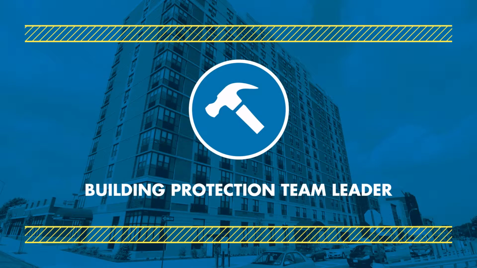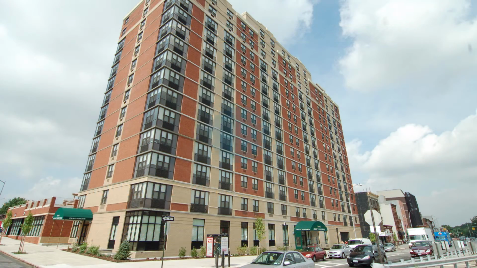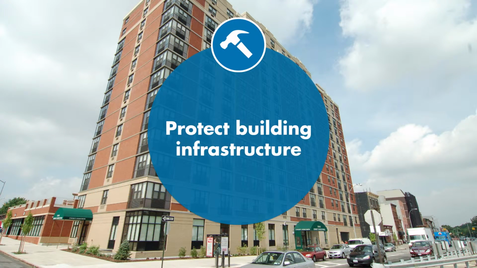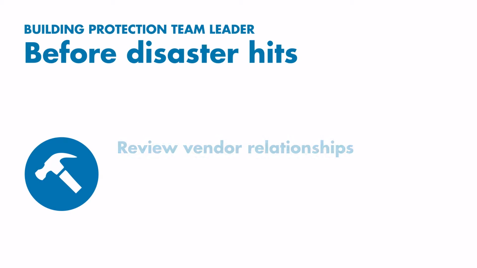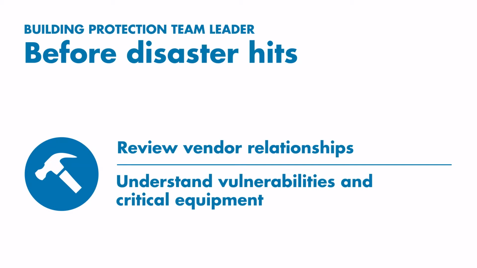The Building Protection Team Leader takes all actions necessary to protect the infrastructure, including electrical, mechanical, water, steam, gas, and elevator systems of an assigned building. Before a disaster, the Building Protection Team Leader reviews relationships with building vendors and studies the vulnerabilities of their buildings, critical equipment, and systems to a disaster.